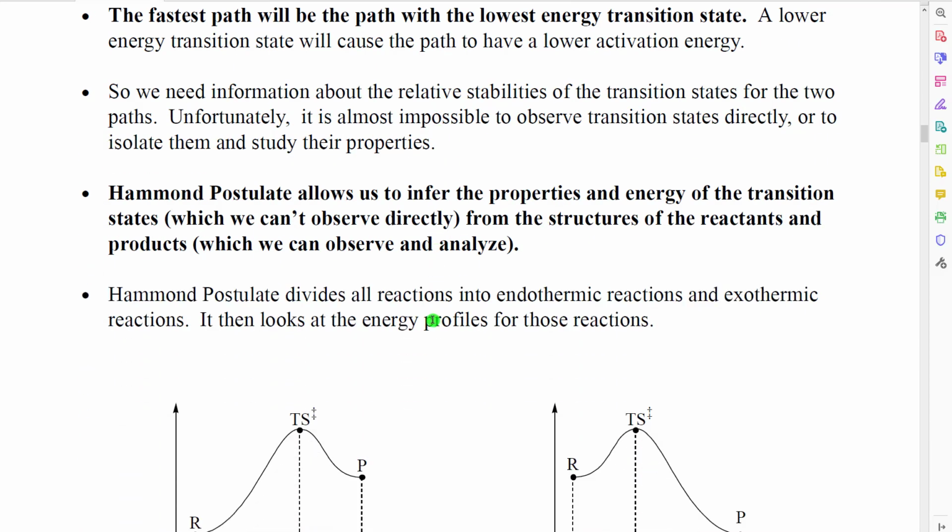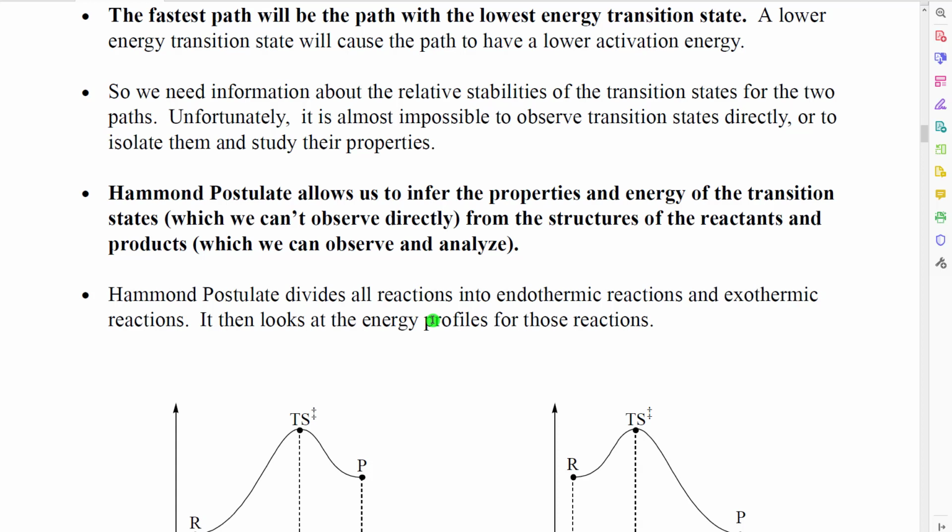Well, when we talk about the speed of a reaction, we're talking about kinetics. And in kinetics, what we saw is the lower the energy of the transition state, the lower the activation energy. When a reaction has a lower activation energy, it will go faster. So what we need to do is get information about the relative stabilities of the transition states for the two paths.